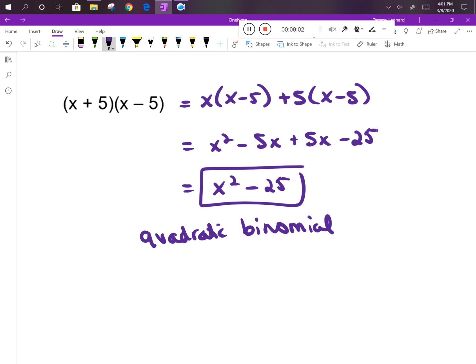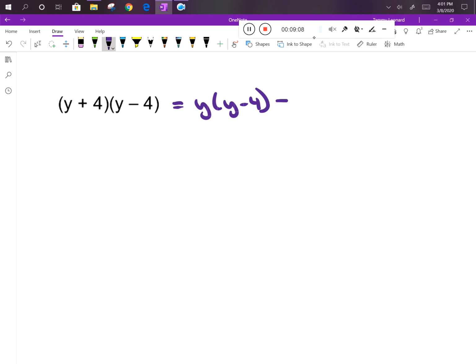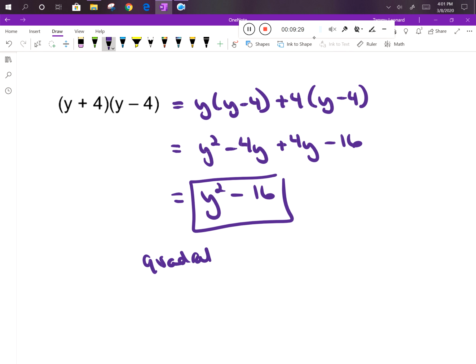Then on the right, we have a very similar problem. We're going to distribute the y to the y minus 4, and then the positive 4 to the y minus 4. So y squared minus 4y plus 4y minus 16 again has like terms in the middle that are exactly the same but with opposite signs, and we get y squared minus 16, which again is a quadratic binomial.